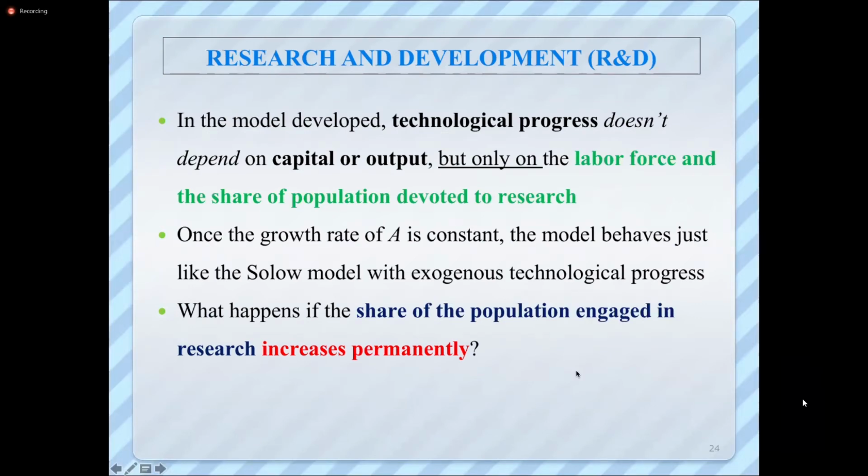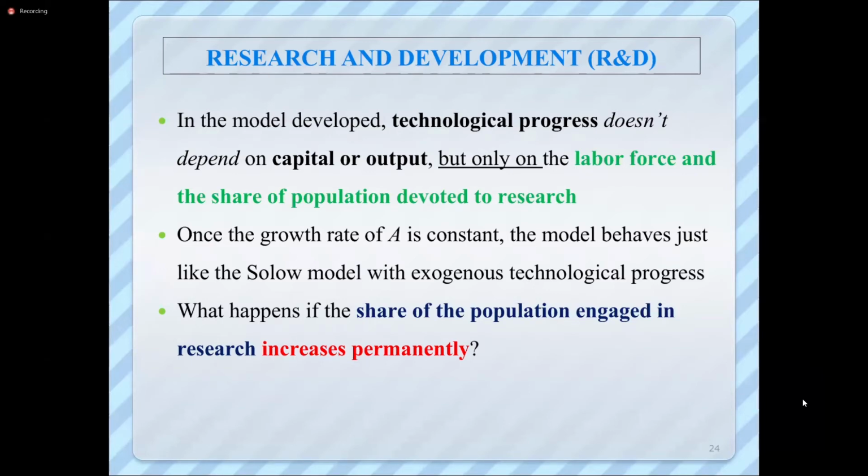Next, R&D. In the model developed, technological progress doesn't depend on capital or output, right? In Solow's model, if you remember, technological progress depended solely on the capital accumulation. But here, it depends on labor force and the share of population devoted to research. In Solow's model, he assumed that labor is constant. He did not look at the contribution of labor at all.